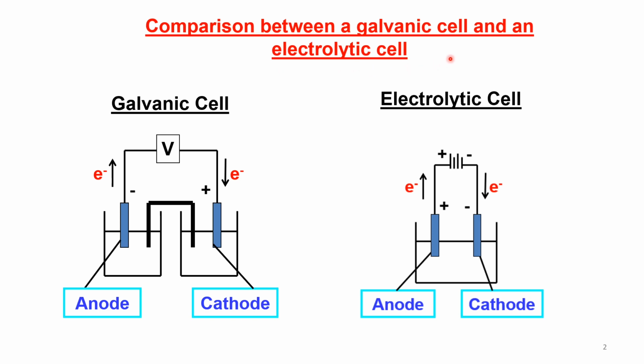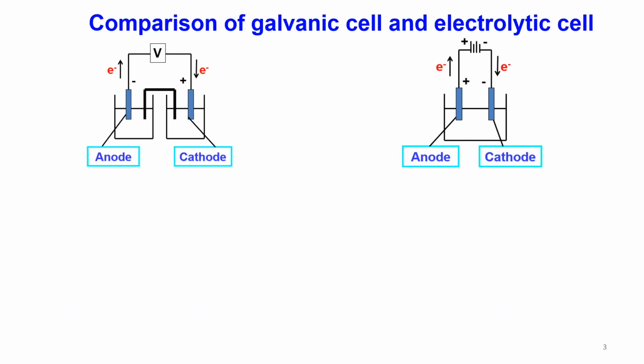So take 2 minutes, try to list down at least 2 differences and 1 similarity between galvanic cells and electrolytic cells. You can pause this video before you go to my answer and check whether your answer is listed or not. Right, comparison of galvanic cell and electrolytic cell.